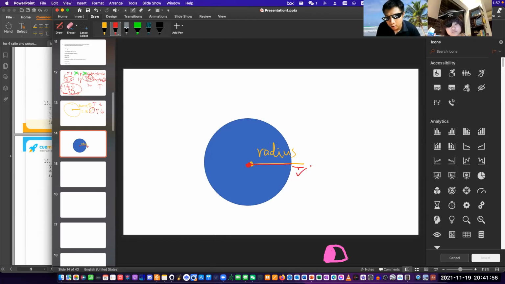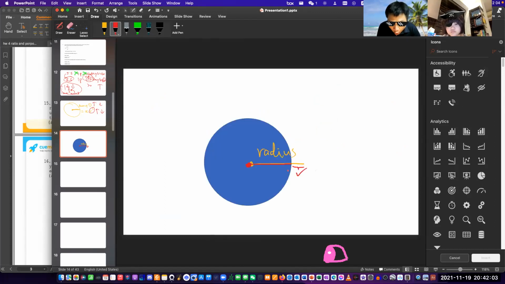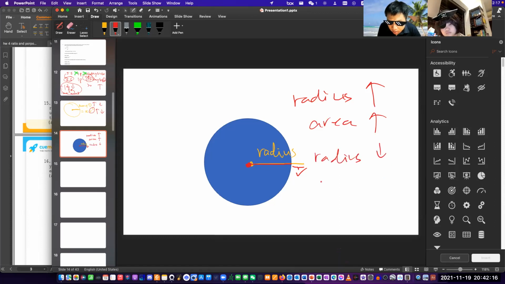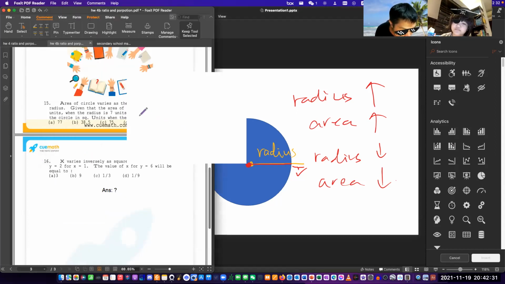Okay, so this is what we talk about here. If the radius goes up, the area goes up. If the radius decreases, in this case, the area of the circle also decreases. So this is a kind of proportionality. Radius goes up, area goes up, radius decreases, area decreases. All right. So with this understanding, we can talk about this.